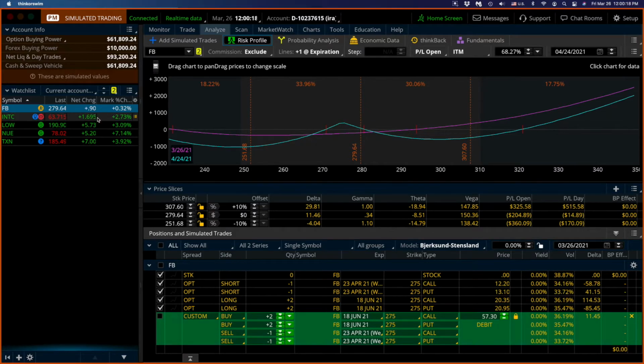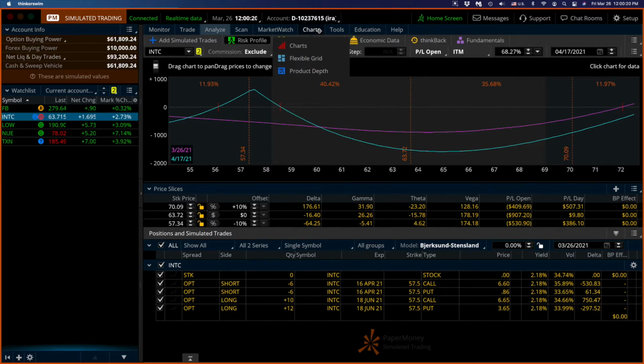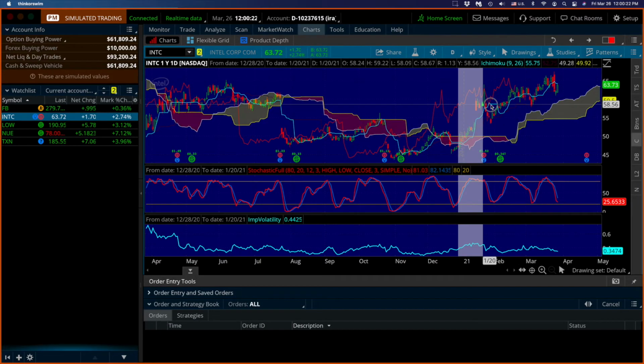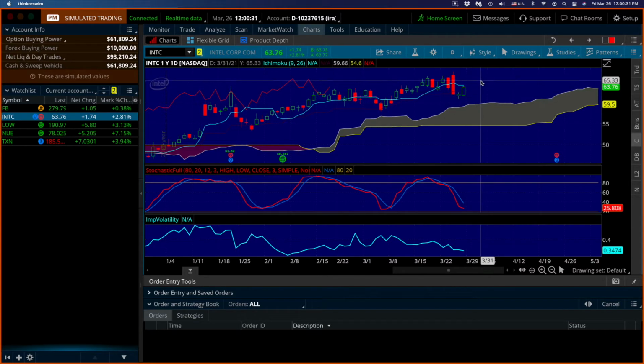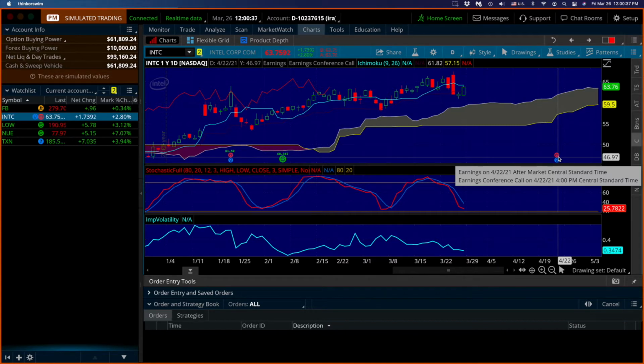Let's move on to Intel, and let's take a quick look at the chart. It opened very high a couple of days ago and then pulled back rather dramatically. But I think it might go back up. Earnings are coming up, so you don't want to extend beyond April the 22nd if you possibly can get out of this trade before that.